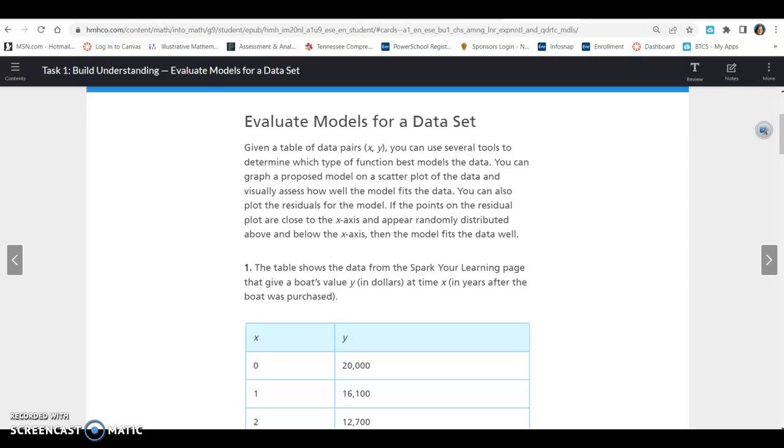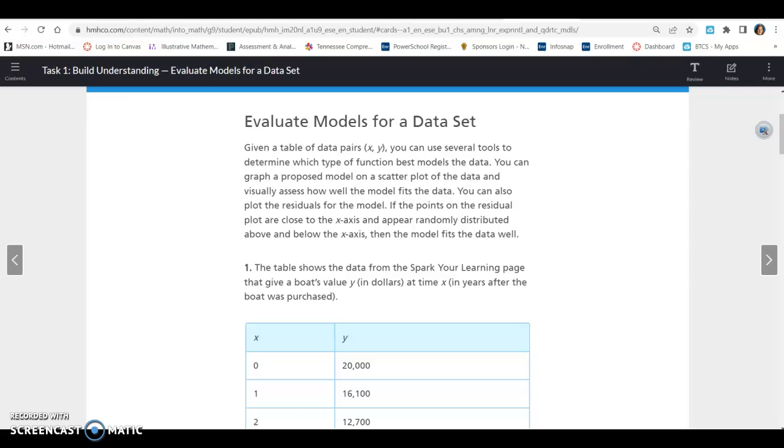You can graph a proposed model on a scatter plot of the data and visually assess how well the model fits the data. You can also plot the residuals for the model. If the points on the residual plot are close to the x-axis and appear randomly distributed above and below the x-axis, then the model fits the data well.